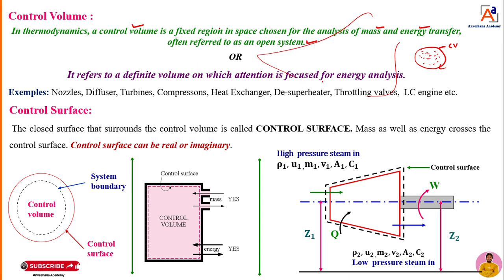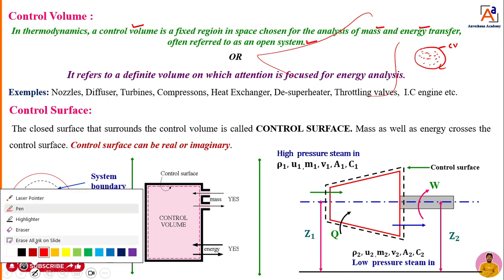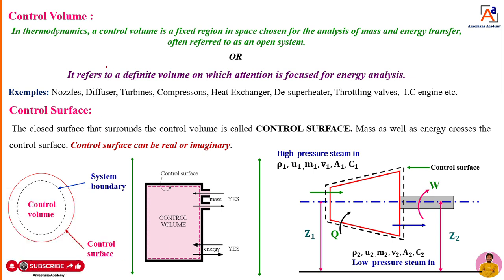One definition. One more definition, you can see one thing. Fine, one more definition. What is control volume? Control volume refers to a definite volume on which attention is focused for an energy analysis. What is that? You can see now. So what I have done here, you can see the whole board. In this whole board, I have taken only a small region in a whole space. For what? For analysis of what? Energy transfer and mass transfer. That is known to be control volume.